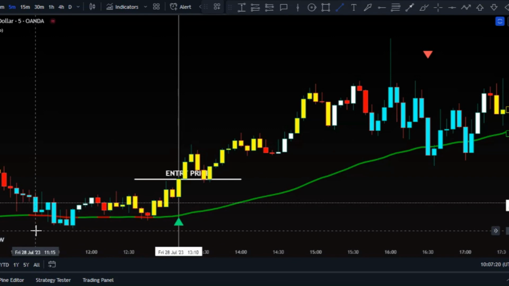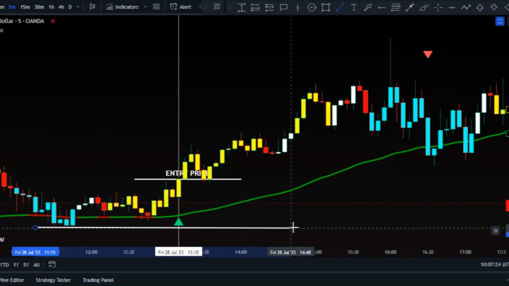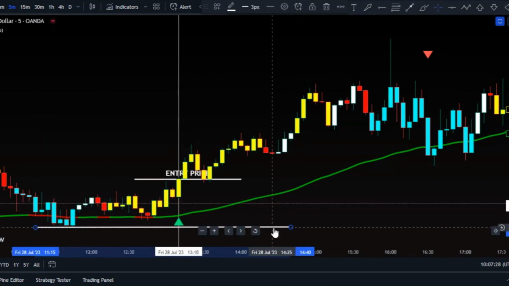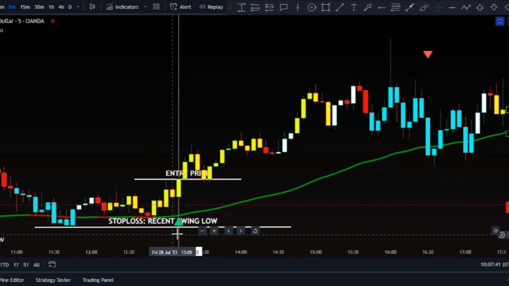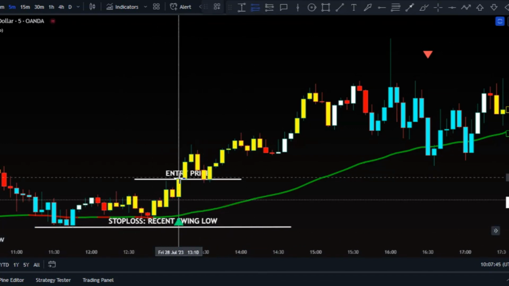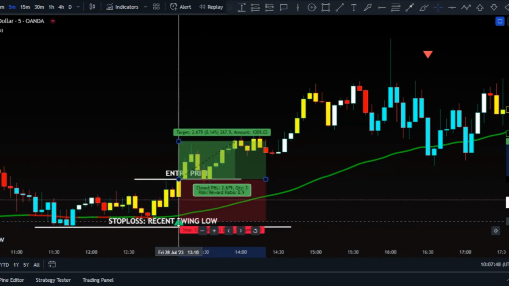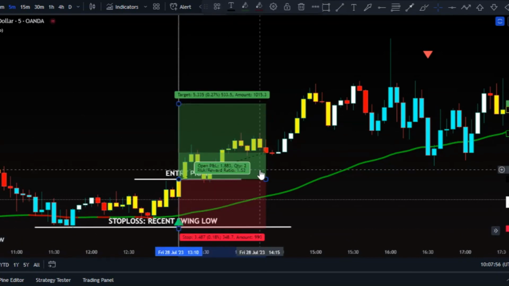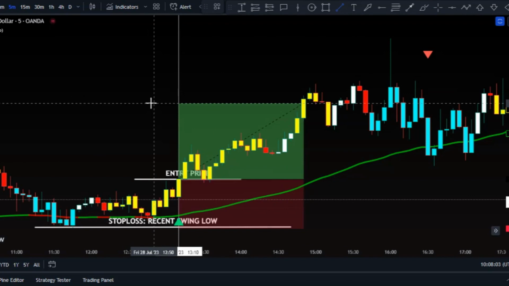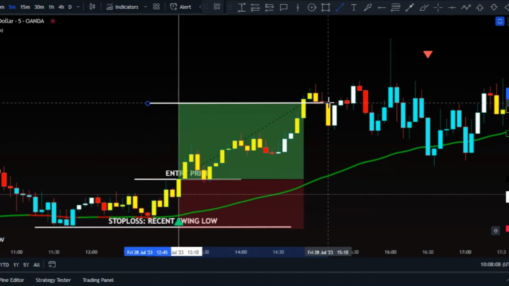Now enter the trade at the close of that signal candle. For risk management, set your stop loss below the recent swing low. This limits your maximum loss to a manageable amount. Then exit the trade when profits hit 1.5 times your stop loss. This is a smart risk-to-reward ratio.